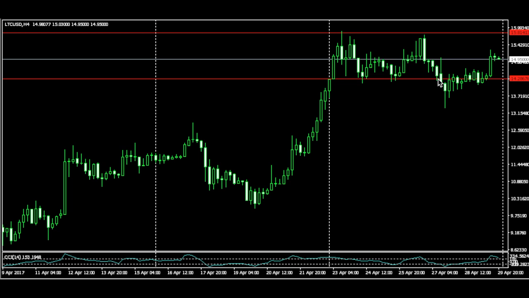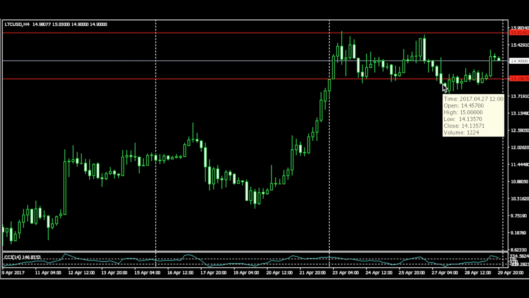Now look what happens when the price breaks through that support trend line. The price moves a lot. A good trade would have been a short trade here when the price first broke through.